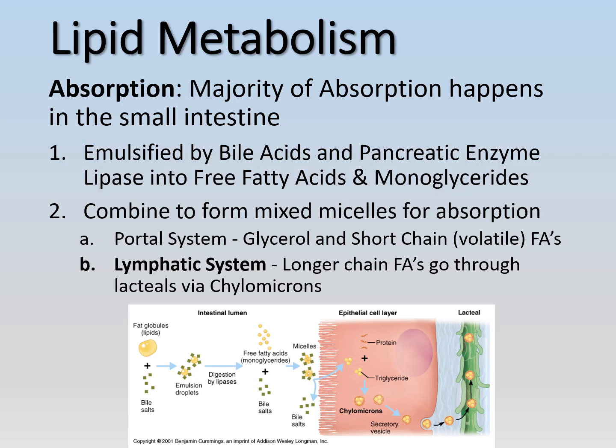Now, glycerol and short chain fatty acids, or those volatile fatty acids, can go through the portal system because they're small enough. But these longer chain fatty acids actually have to go through the lymphatic system. And instead of those small micelles, they require those lipoproteins. The most simplified lipoprotein was those chylomicrons. So the chylomicrons take those longer chain fatty acids into the lymphatic system.